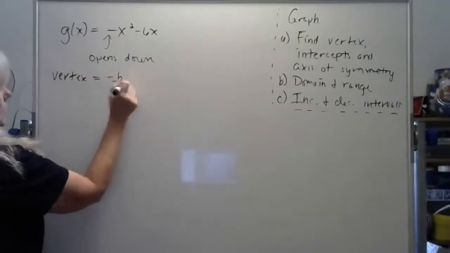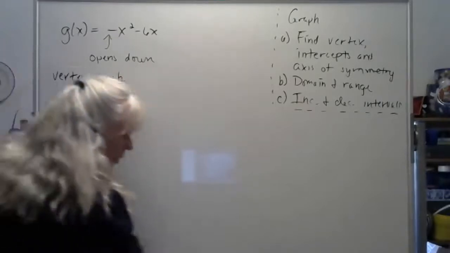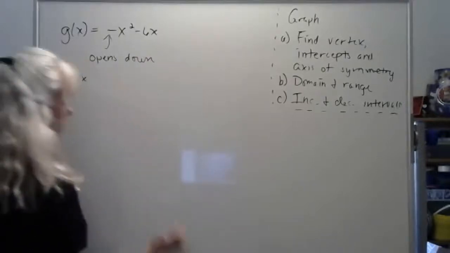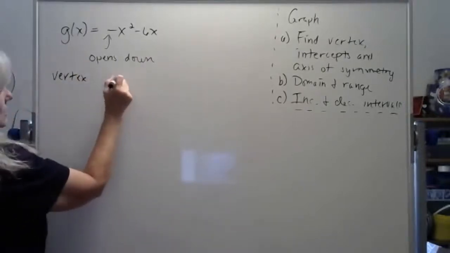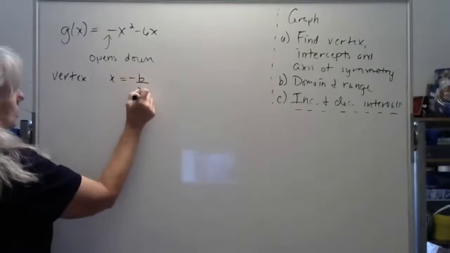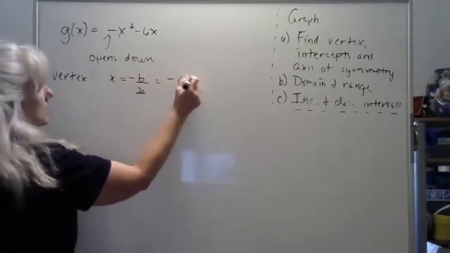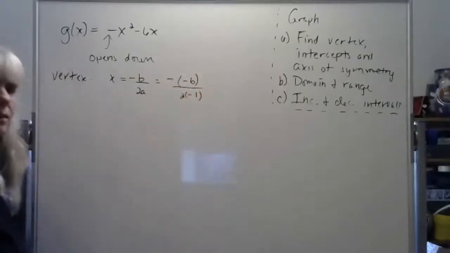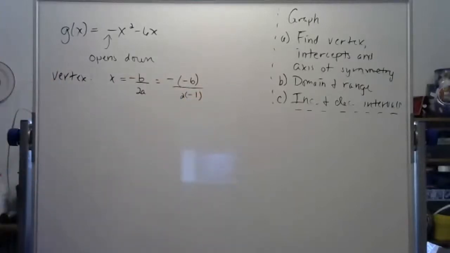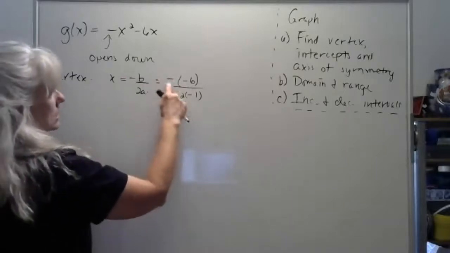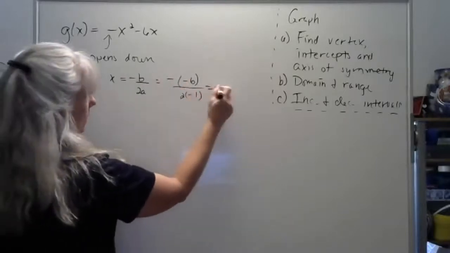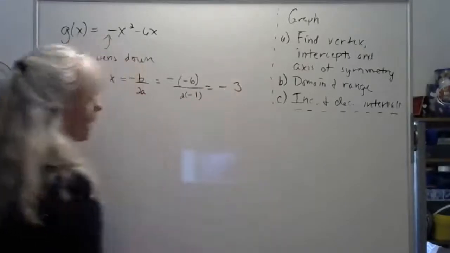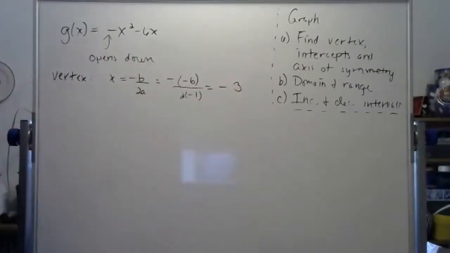So we'll do -b over 2a, and that gives us our x coordinate. So vertex, to get the x, we do -b over 2a. So that's the opposite of the -6 all over 2 times the -1. And again, be careful with your signs because the signs will get confusing. So in this case, I see 3 negative signs, so I know my final answer is negative, and 6 divided by 2 gives me a 3. So the x coordinate of the vertex is -3.